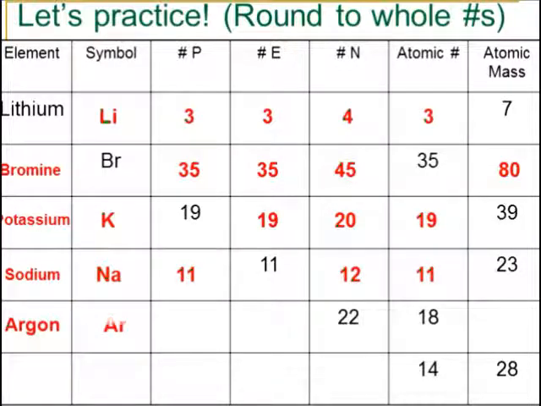Argon, Ar. It has an atomic number of 18, so that means we have 18 protons and 18 electrons. 18 plus 22 tells us that's the atomic mass of 40. Silicon, Si. We know our atomic number is 14, so that's 14 protons, 14 electrons. And because our atomic mass is 28, that means we also have 14 neutrons.